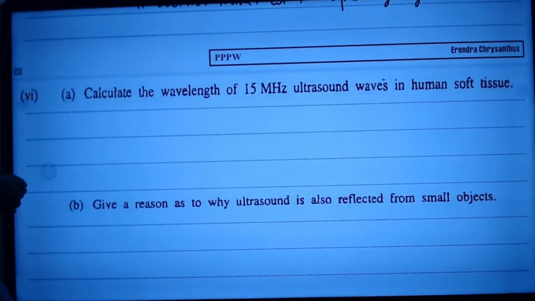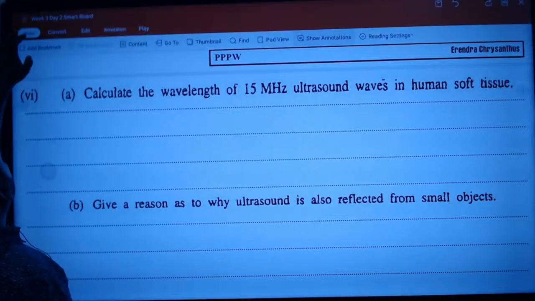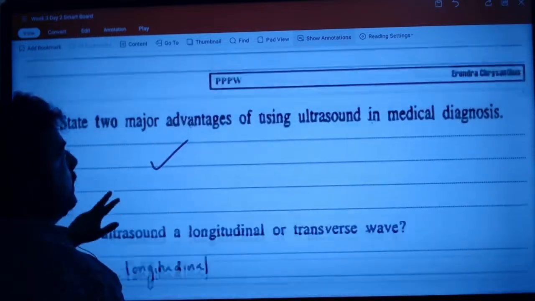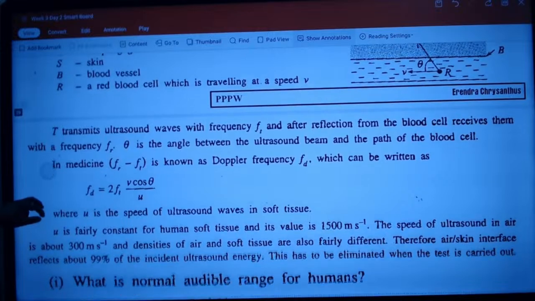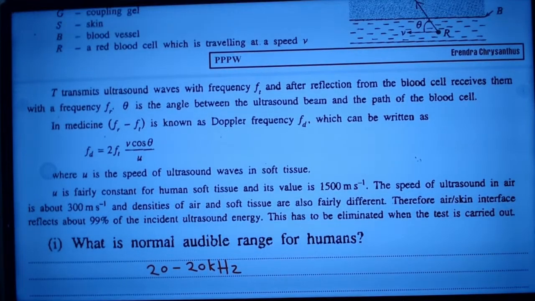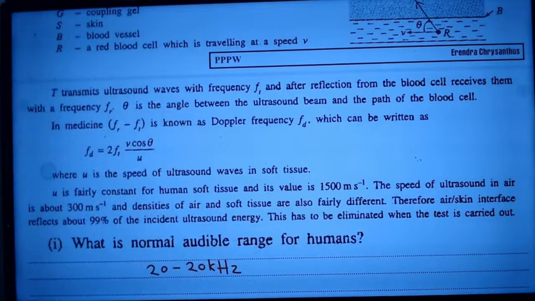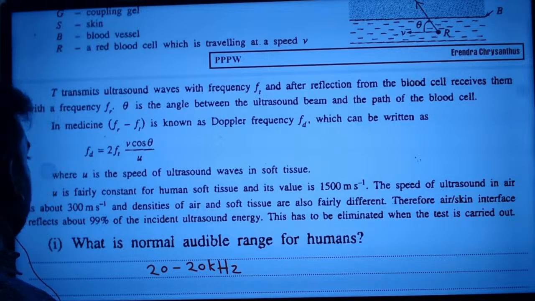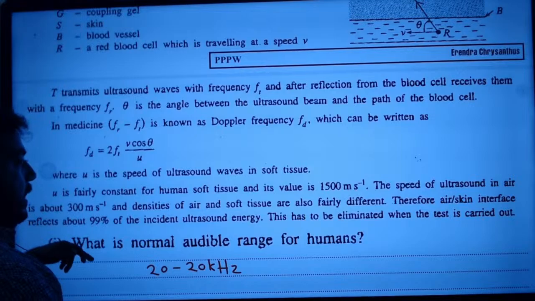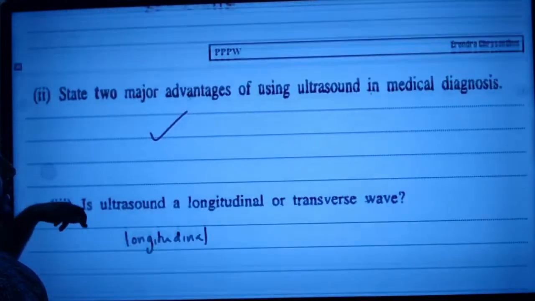Calculate the wavelength of 15 megahertz ultrasound in human soft tissue. So 15 megahertz is given. Our job is to find the speed, no? Fairly for human soft tissue, the value is 1500. Speed of the ultrasound in air is about 300. Densities of air and soft tissues are fairly different. Therefore, the skin interface reflects about 99% of the incident ultrasound. This will be eliminated in the test carried out. So 1500.